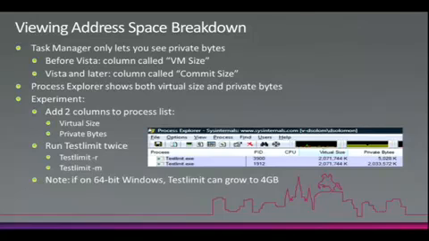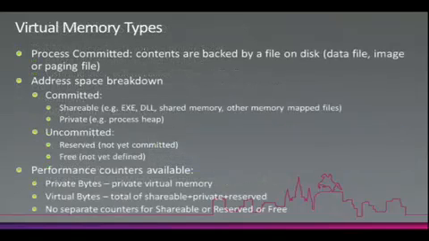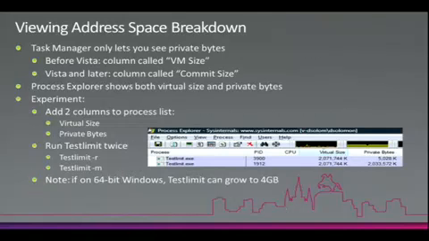Let's take a look now at some of the other ways you can see the virtual address space breakdown in terms of columns. And this is where some of the confusion starts to get really obvious. Before Vista, there was a column called VM size. Anybody remember VM size? The confusing thing about that is if you look at this perfmon counter in the previous slides, virtual bytes, virtual memory size seems like it should be virtual bytes. But in fact, in Task Manager and prior to Vista, it wasn't. It was the private bytes, a number of private bytes.